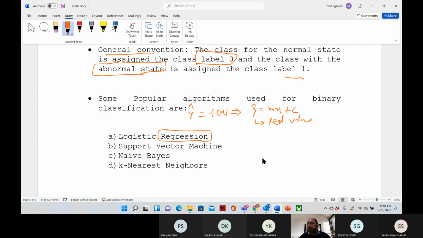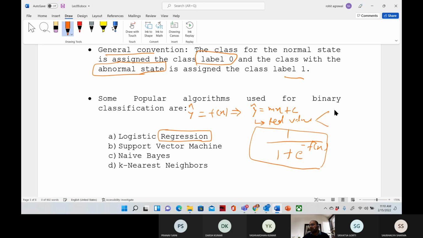Now see, I'm giving you one modification here: 1 upon 1 plus e to the power minus f of x. Now, can anyone tell me what will be the possible range of this value, 1 upon 1 plus e to the power minus f of x? Anyone? f of x can have any real value.